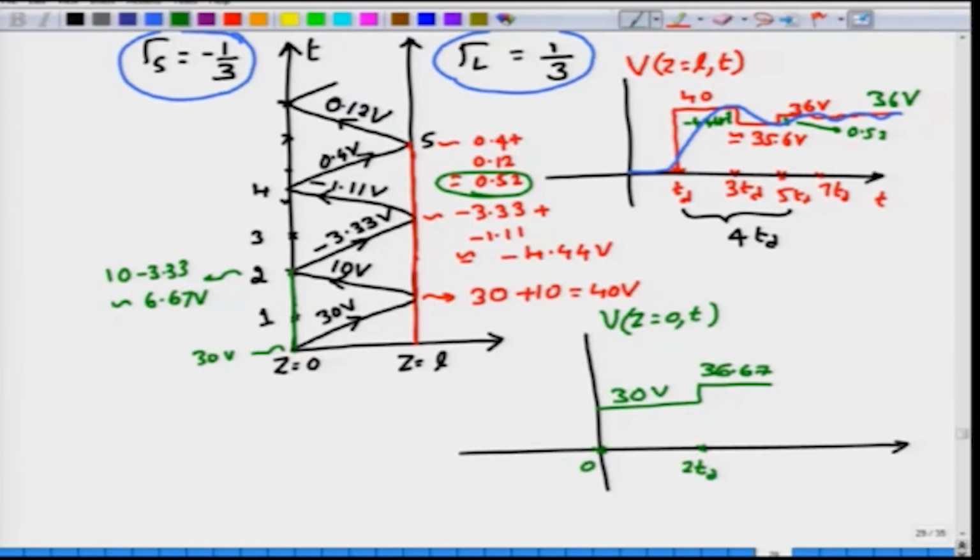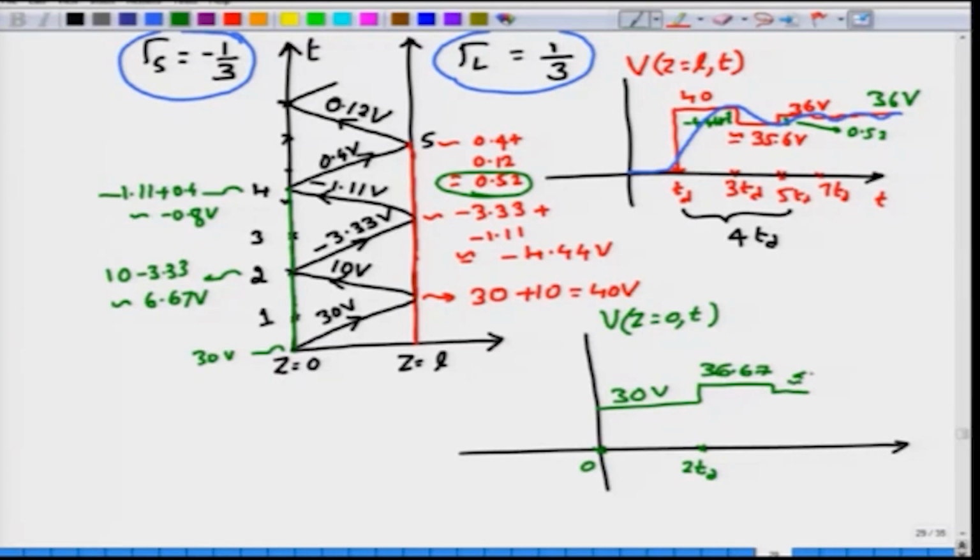Okay. Then you continue your journey and you will see that the next change happens at 4 TD, at which point you had minus 1.11 plus 0.4, which is roughly minus 0.7 volt or minus 0.8 volt. I don't really have the correct value here, but you do know that this is in this particular range. And what is interesting is that this will actually pull down the voltage slightly now. So, 36.67 minus 0.8, which is slightly less than 36 volts itself.